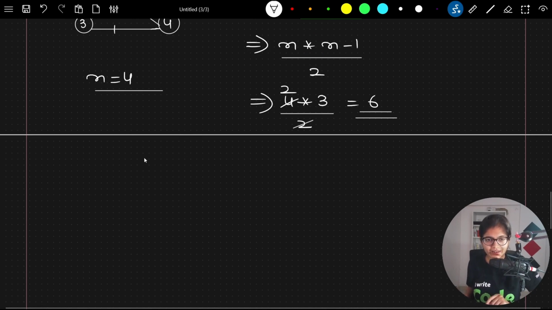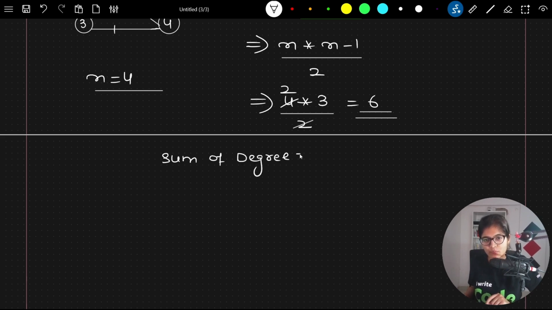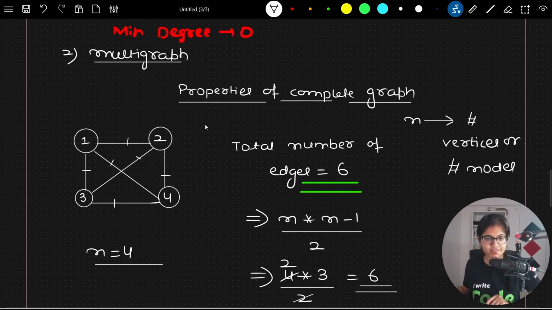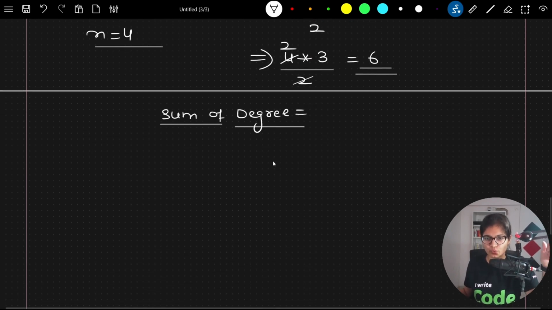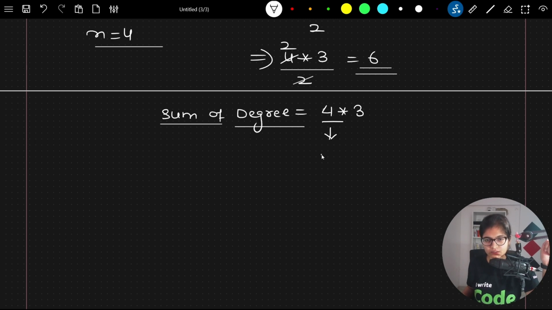So let me talk about one more question from you before talking about that thing. What is the sum of degree here? Sum of degree of each and every node. If you remember, we have already discussed that every node will have degree 3 and we will have 4 nodes. So can I say that the sum of the degrees is 4 into 3, where 4 is the total number of nodes that I have and 3 is the degree of each node?